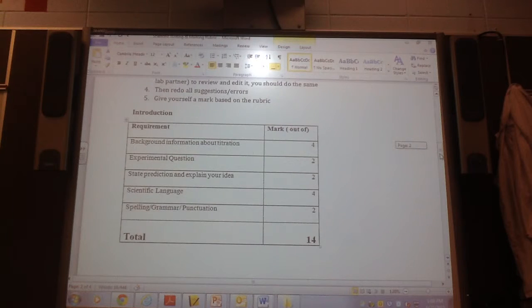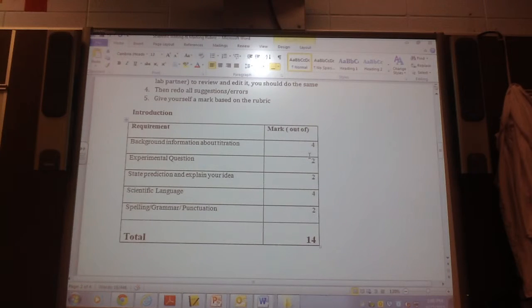So here's your introduction, background information, 4 marks, experimental question, 2 marks, stating your prediction and explaining your idea, 2 marks. Then you get 4 marks just for having appropriate scientific language. Okay, so it's really important. And then 2 marks for spelling, grammar, and punctuation. Because that's how much they care about formatting.